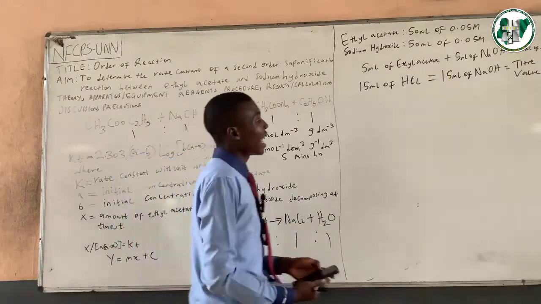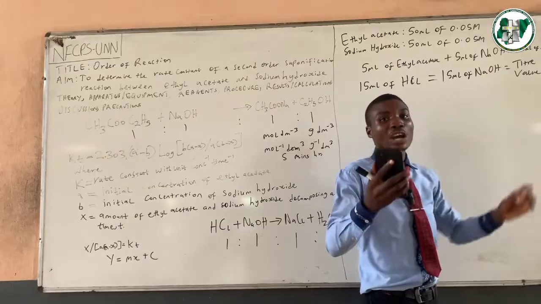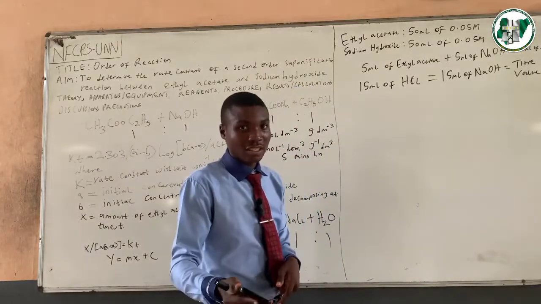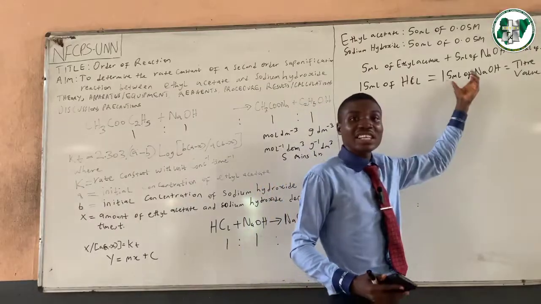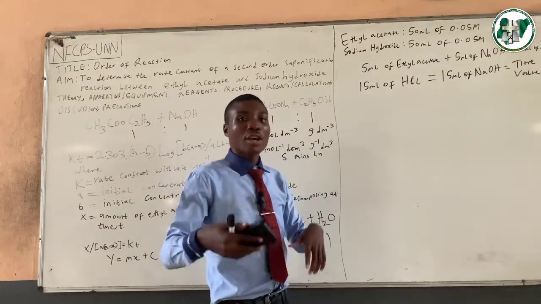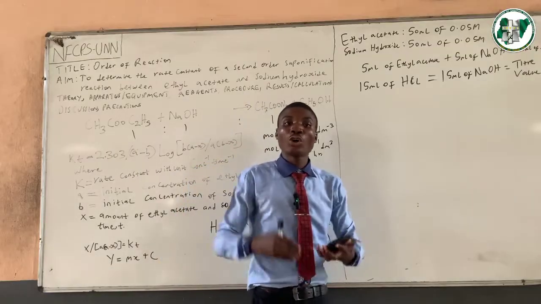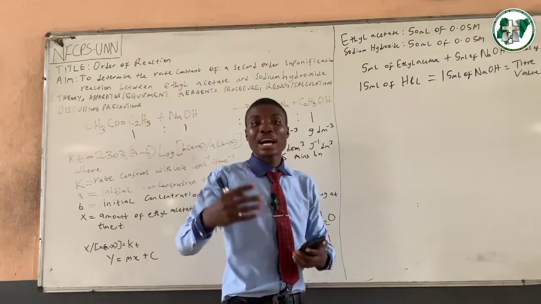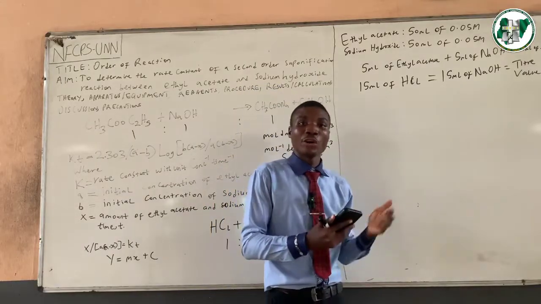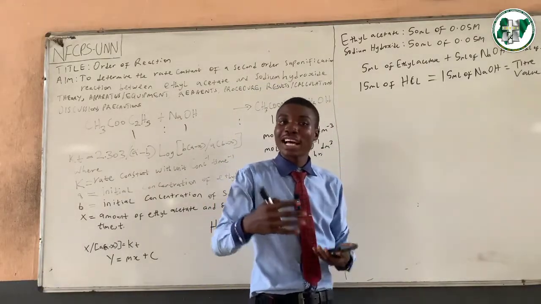It simply means that our titer value is equivalent to the volume of acid that did not react. Our titer value is equal to the volume of acid that did not react. So if I ask the question, what then is the volume of acid that has reacted? If you know that your titer value is equal to the volume of the acid that did not react, how then do you get the volume of the acid that reacted?